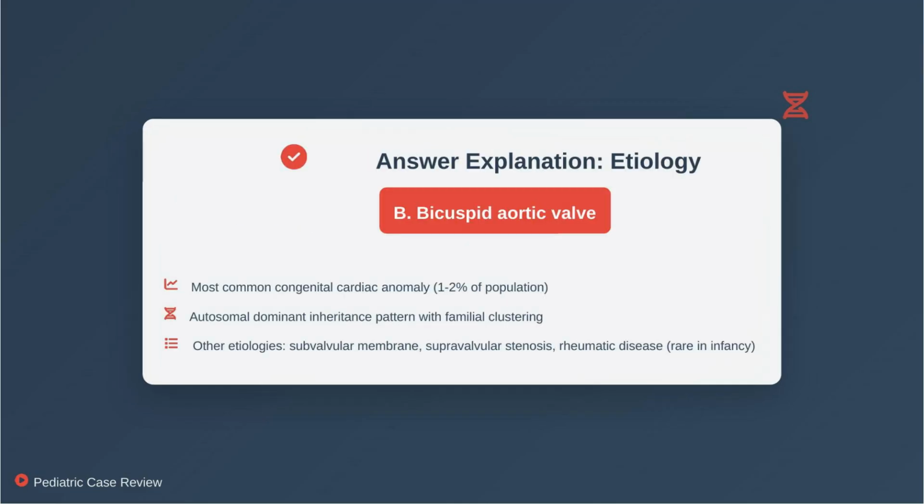Bicuspid aortic valve. This is the most common congenital cardiac anomaly, occurring in 1 to 2% of the population. It commonly shows familial clustering with an autosomal dominant inheritance pattern. Other causes include subvalvular membrane, supravalvular stenosis associated with genetic syndromes, and rheumatic disease, which is rare in infancy.